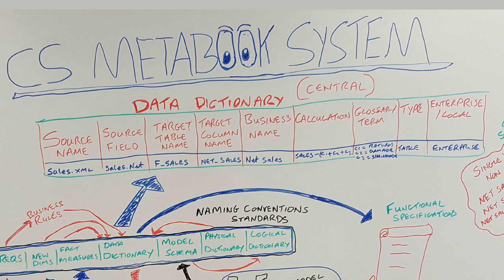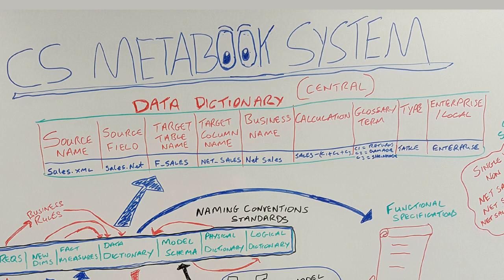So I'm looking at the business name net sales. The calculation tells me in the next column sales minus C1 plus C2 plus C3 is net sales. Okay, the glossary term in this case tells me C1 equals returns, C2 equals damage, C3 equals shrinkage. So I have immediate insight into this data via the data dictionary. Now there must be no contradiction in the data dictionary. It has to be rigorously maintained.